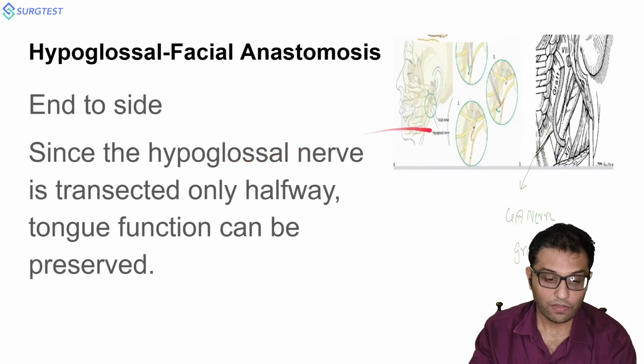So hypoglossal to facial transfer, we do end-to-side anastomosis. We take one segment of hypoglossal nerve, we cut it half and suture it with facial nerve, or we take a jump graft of greater auricular nerve between hypoglossal and facial. That jump graft provides conductivity between the hypoglossal and facial nerve, and the rest of the side part of the hypoglossal nerve can continue to supply the tongue. So that is why it is an end-to-side anastomosis. End anastomosis is with facial nerve and side anastomosis is with hypoglossal nerve. So since the hypoglossal nerve is transected only halfway, tongue function can be preserved.